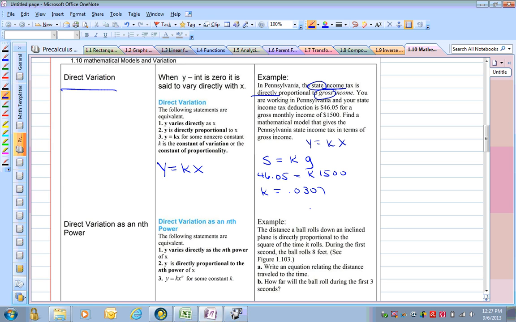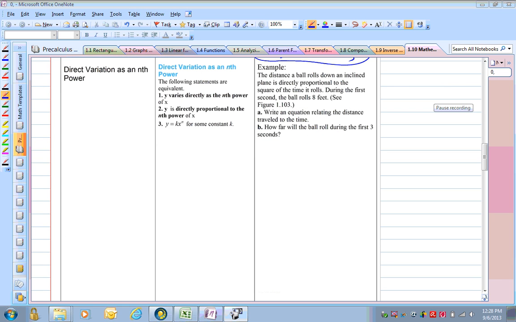So let's write the equation out. Now I want to say S, the state income tax in terms of G, would be 0.0307 G, and we're just going to say G for the gross income. So this would be the equation that we're looking at. So in other words, you could use this equation for any gross income that you had to find out what your income tax was. All right, pause, take a look at that, make sure you understand it, and then we'll go on. This next example is very, very similar, except that we use it as an nth power. The variation varies as an nth power.